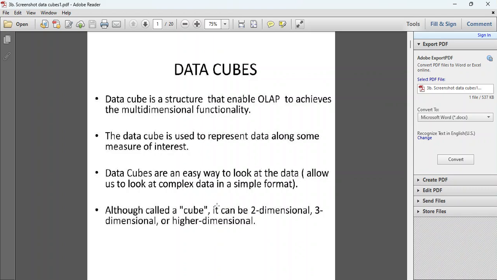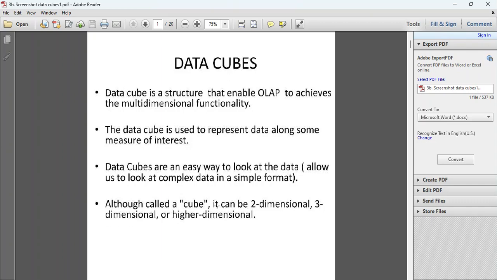It is a cube. So why is it called a cube? What is the definition of a cube in normal mathematics? A cube contains height, length, and width. Like here also, the data cube can be two-dimensional, three-dimensional, or higher dimensional, but it has length, width, and height.